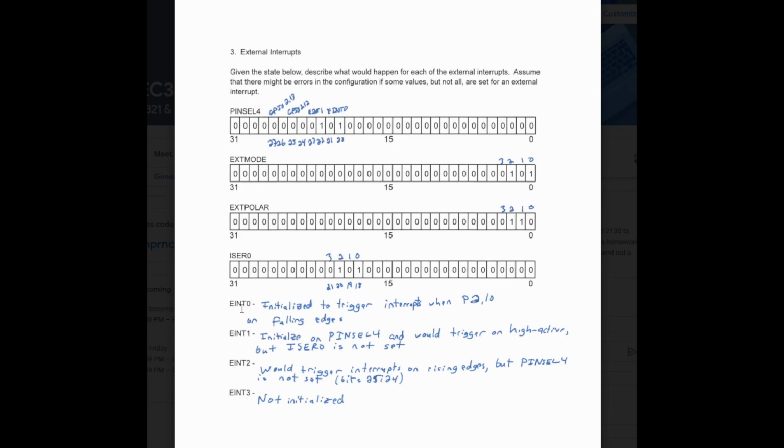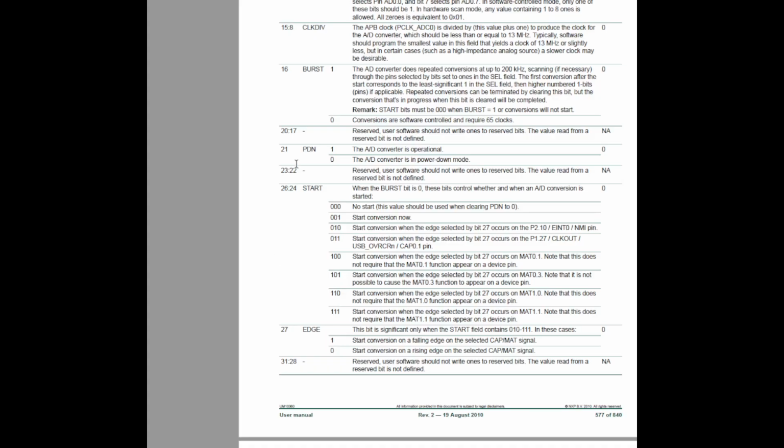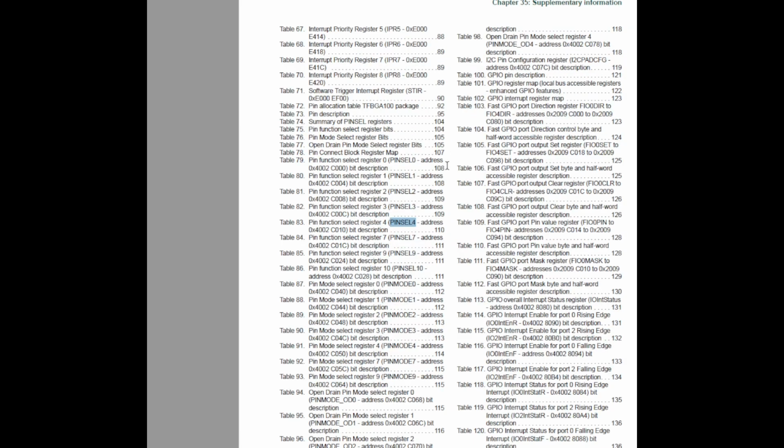We should know by now that we set these 4 things, which are PINSEL4, EXTMODE, EXTPOLAR, and ISER0, to enable an external interrupt, and we have to set those to the correct values. So this is really just checking, can you understand what those values mean? For PINSEL4, we can pull up what PINSEL4 looks like in the manual here. So PINSEL4, let's go to that.